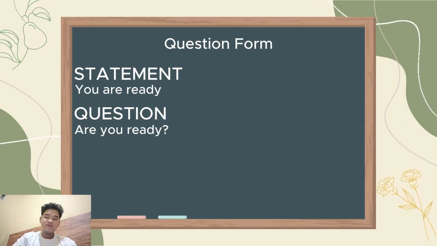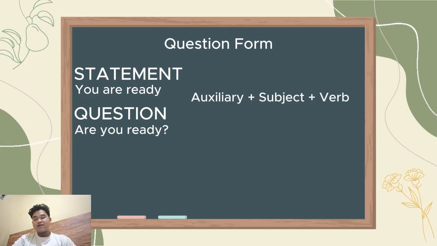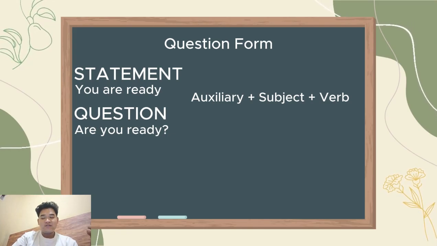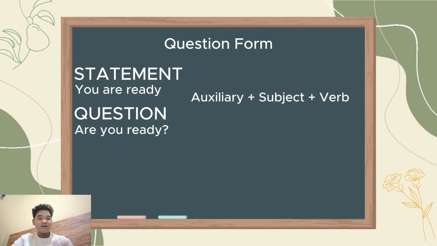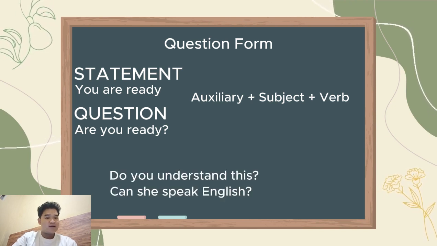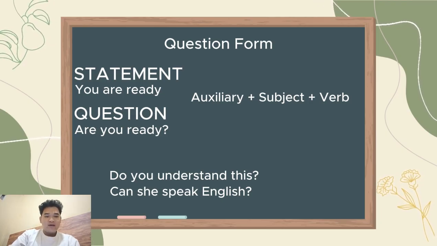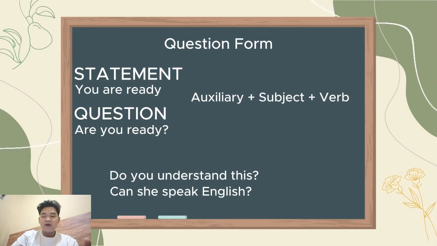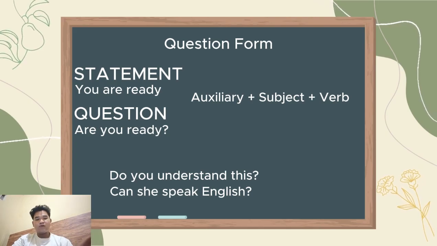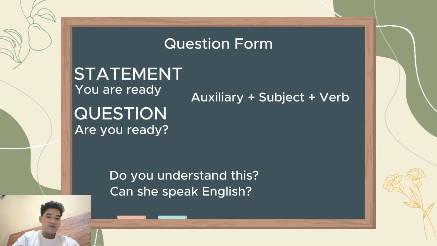The structure is really simple, almost the same as the inverted sentence before. It's auxiliary plus subject and then verb. Auxiliary here is are, subject here is you, and the verb is ready. Other examples of question form inverted sentences are, "Do you understand this?" and "Can she speak English?" One key point: it's safe to say that every question in English is actually an inverted sentence. Or like, every type of question in English is an inverted sentence.